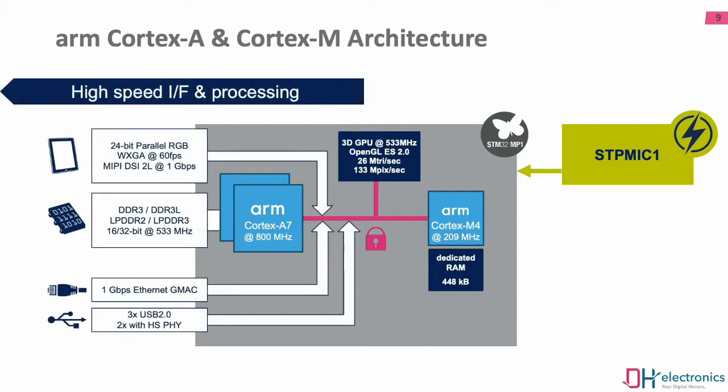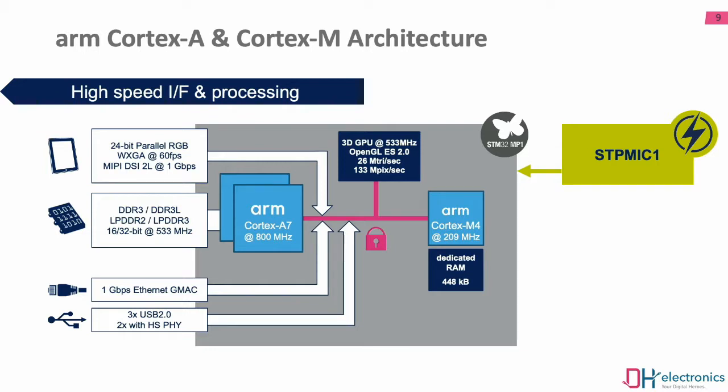On the left, you can see all the high-speed and processing intense peripherals, which are interfaces like a 24-bit parallel display interface, 1 GB of DDR3 memory, a gigabit Ethernet connection, or multiple USB ports. And of course, all of these interfaces are connected to the Cortex-A7 cores, which are also running the Linux operating system. But even though these cores are capable of handling these intense interfaces at once, they lack one big feature, which is the real-time capability.